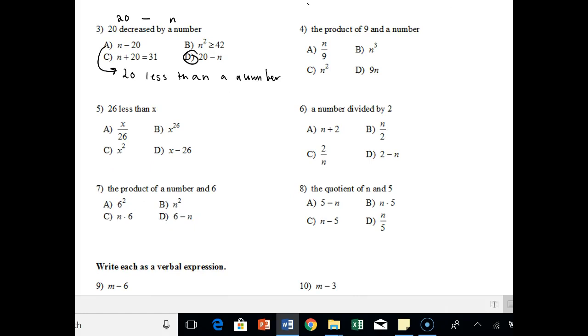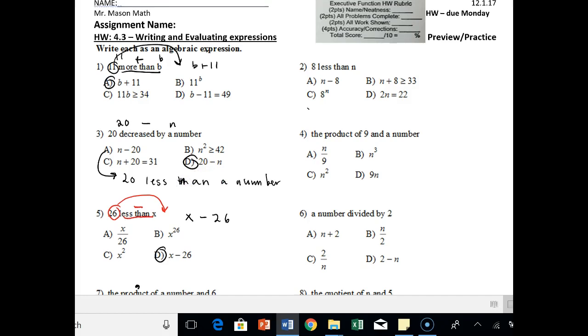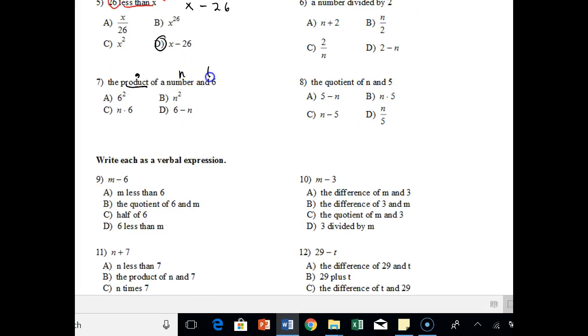Look at number 5. It says 26 less than x. There's that key phrase, less than. Yes, it means subtraction, but you're taking that 26, putting it on the other side of that variable. So x minus 26, not 26 minus x. And then it says the product of a number and 6. The product means multiply. So multiply some number and 6, or 6 times n, or n times 6, or what we'll talk about next week, something just like 6n. So C is your answer.